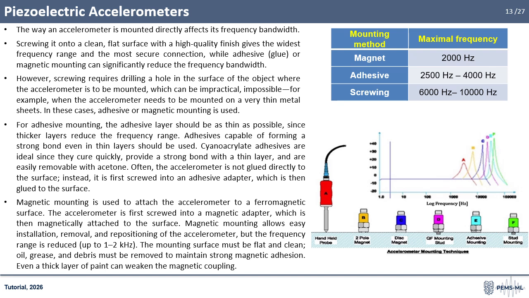For adhesive mounting, the adhesive layer should be as thin as possible, since thicker layers reduce the frequency range. Cyanoacrylate adhesives are ideal because they bond strongly even in thin layers and are removable with acetone. Often, the accelerometer is first screwed into an adhesive adapter, which is then glued to the surface. Magnetic mounting attaches the accelerometer to ferromagnetic surfaces, usually via a magnetic adapter. It allows easy installation, removal, and repositioning, but reduces the frequency range, typically suitable only for frequencies up to 2 kHz. The surface must be flat, clean, and free of oil, grease, debris, or thick paint.